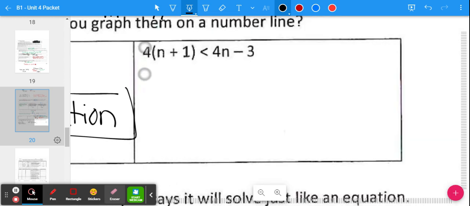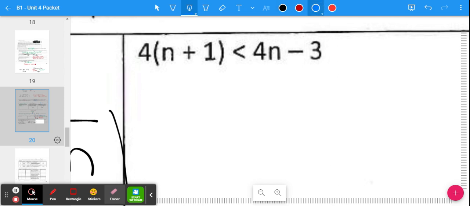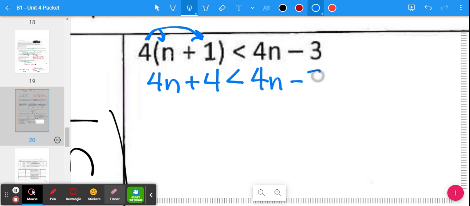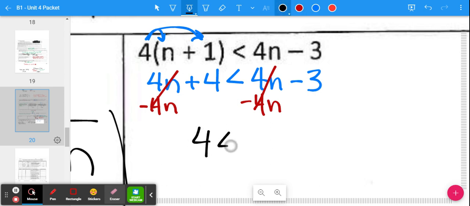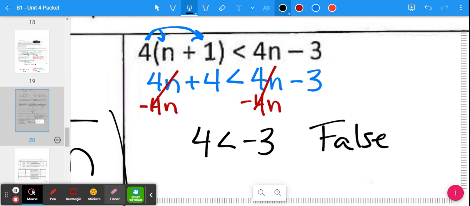Last one in this grouping. So the very first thing we need to do is distribute the 4. So we have 4n plus 4 is less than 4n minus 3. So when we subtract the 4n off both sides, they cross out and we're left with 4 is less than negative 3, which is false. So it is no solution.